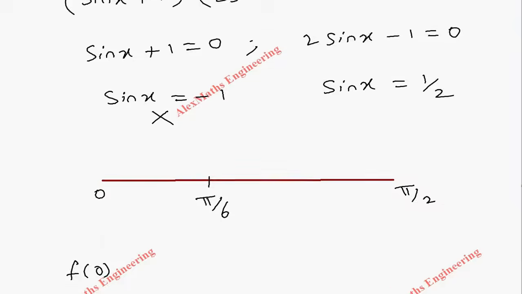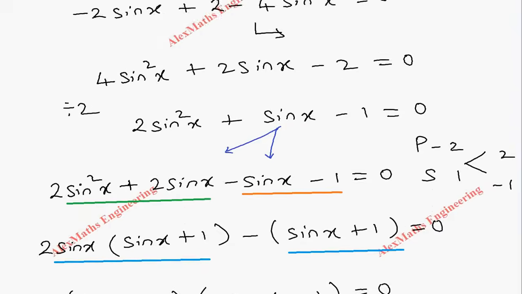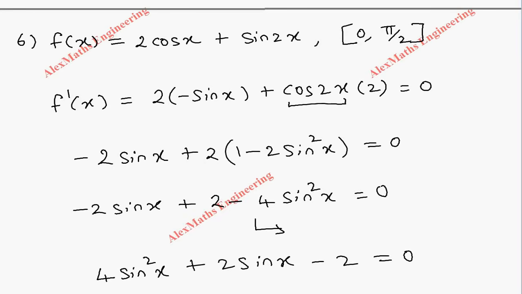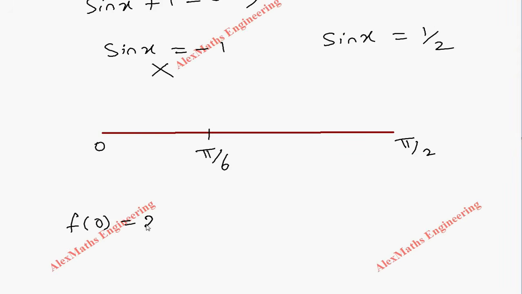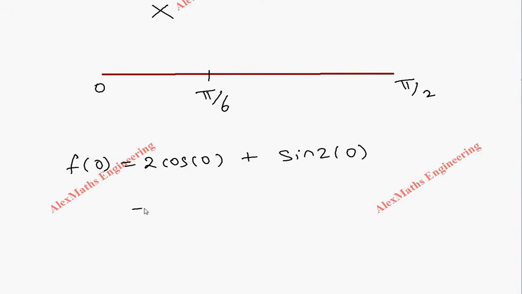So f of 0, we have to substitute in f of x. f of x is 2 cos x plus sin 2x. So this will be 2 cos 0 plus sin 2x, where x is 0. Now cos 0 is 1, so we are left with 2, and sin 0 is 0. So totally this value is 2.